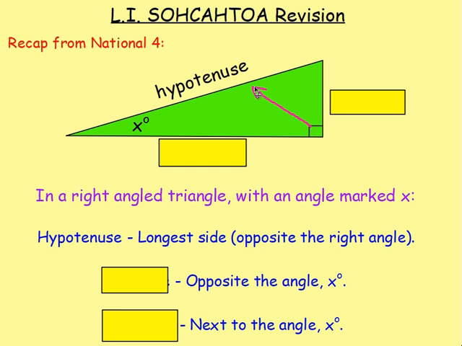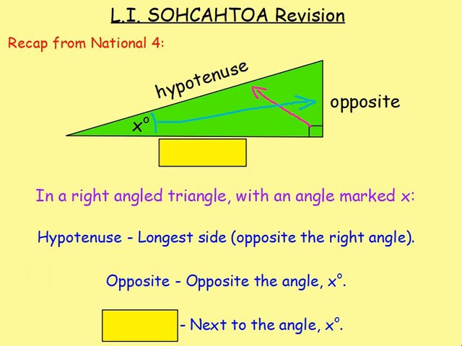Daniel, the side that is opposite X, what do we call that side? There is angle X. We're looking for this side that is opposite angle X. It's the opposite. Yes, it is the opposite. And it's called the opposite because it's opposite the given angle.